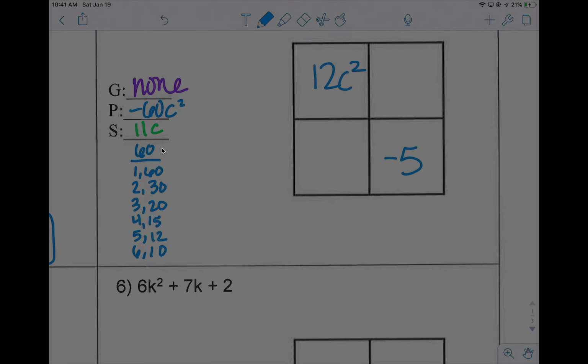So now I'm trying to get to 11. 1 plus 60 is 61, 32, 23, 19, 17, and 16. None of those got me to 11. So now I'm trying to subtract. 1 minus 60 is negative 59, negative 28. That would be negative 17. This would be negative 11. Okay, so I'm getting close. So let's see. I need a positive 11. So what if I do 15 minus 4? That would get me to 11. So I have a 15 and a minus 4.